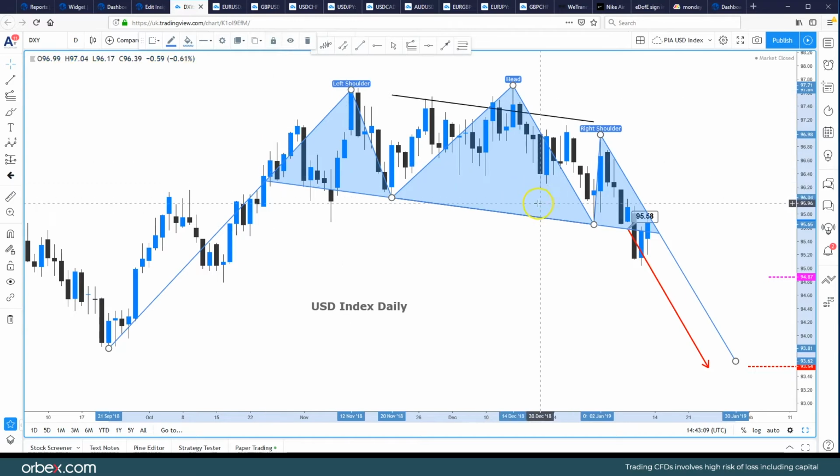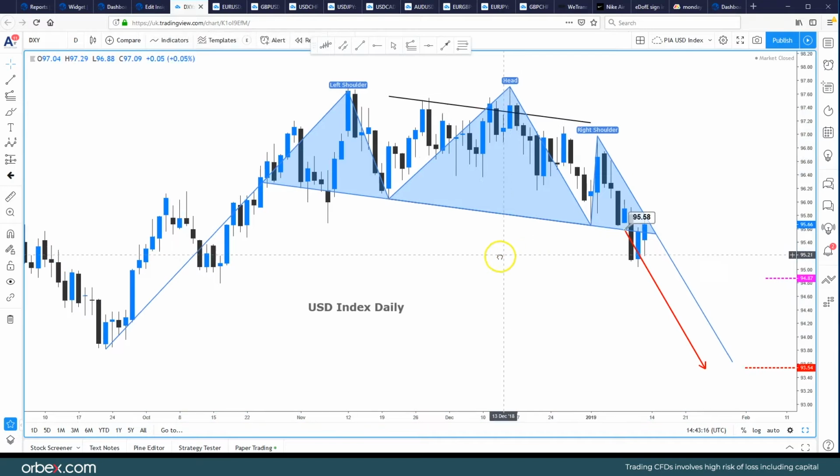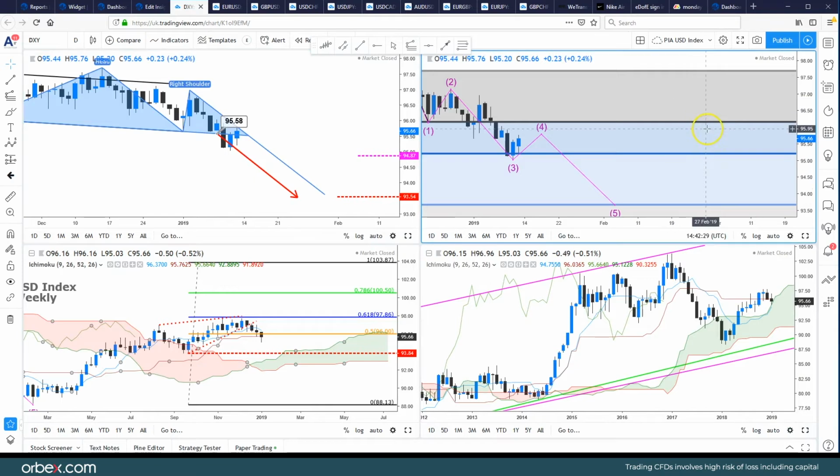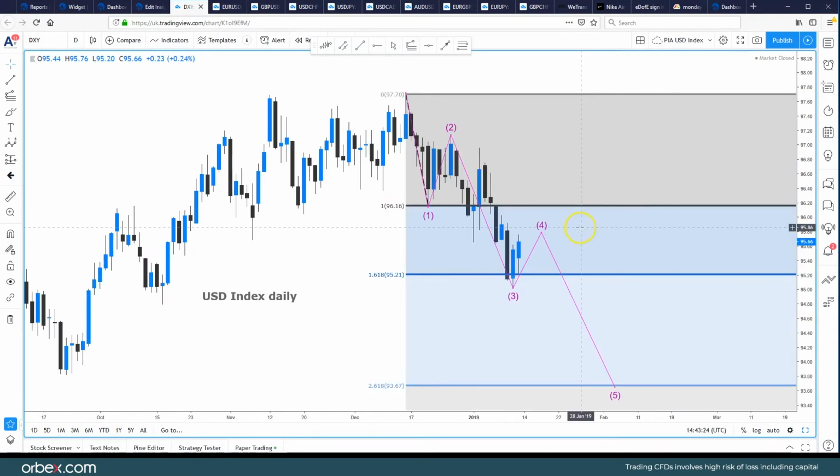And obviously, technical analysis is an art, not a science. So sometimes when we see these formations, we have to rethink basically what's going on. And if we look to this view on the daily chart, we can see an Elliott wave pattern, so 1, 2, 3, 4, and then down in 5.